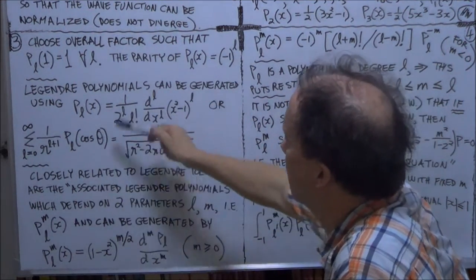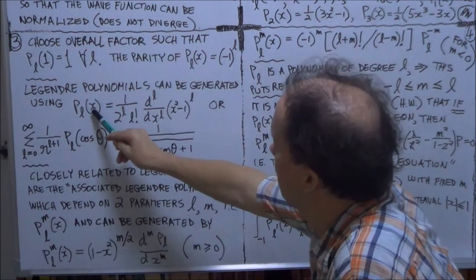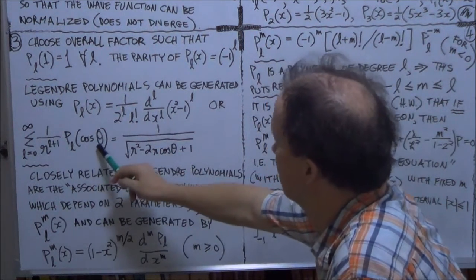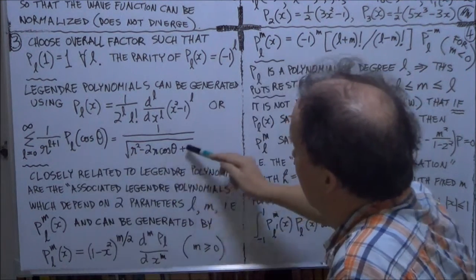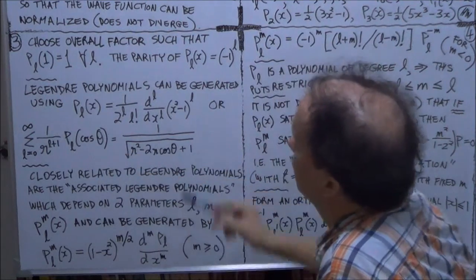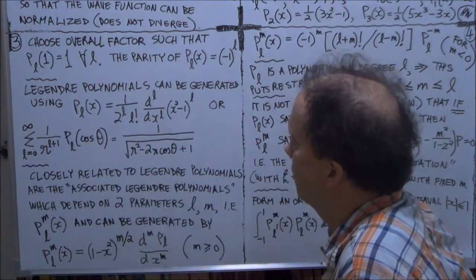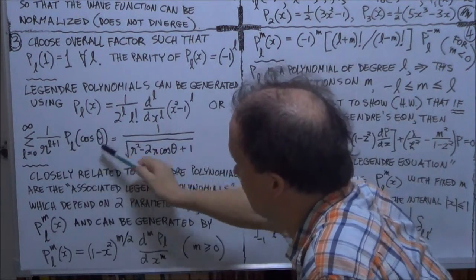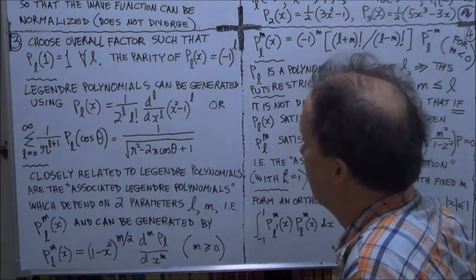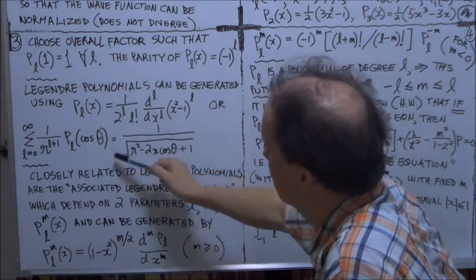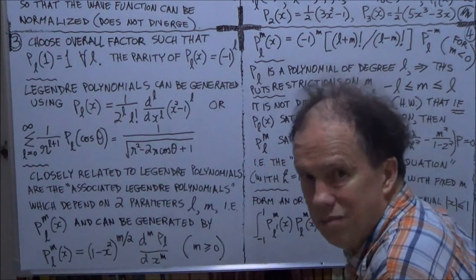Now there's an alternative way of doing the same thing, except the variable is not x. You won't have x here. You've got cos theta, and this is an alternative way of generating these. So the weighted sum of these polynomials, but with cos theta as the variable inside, that weighted sum converges to this. All right. Okay.